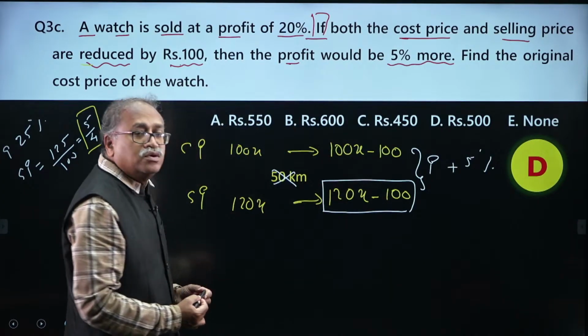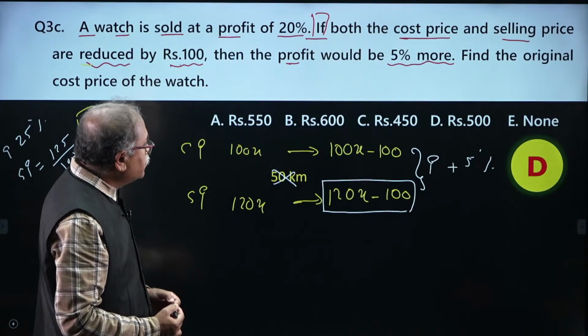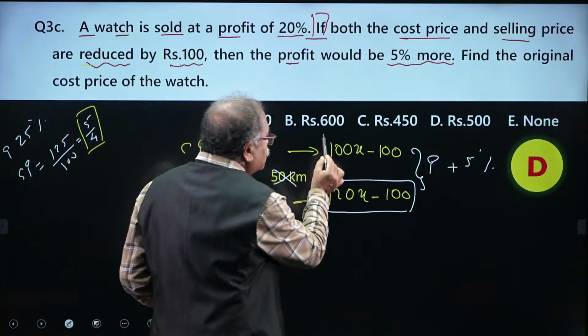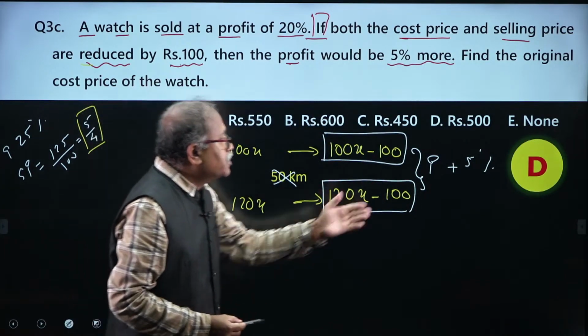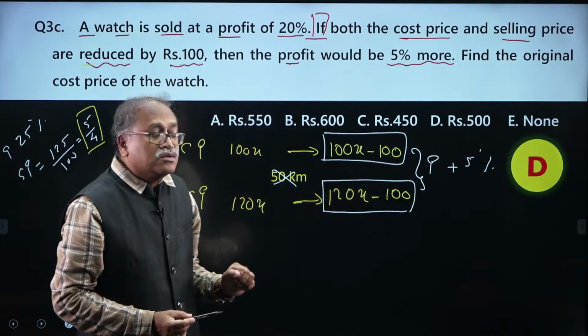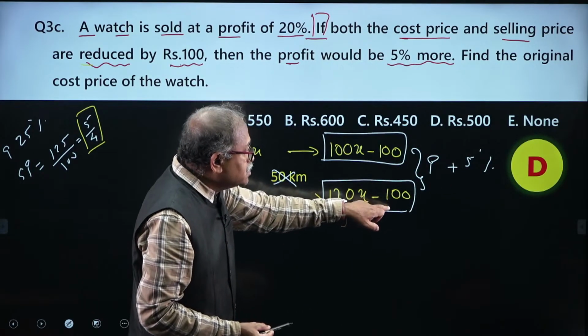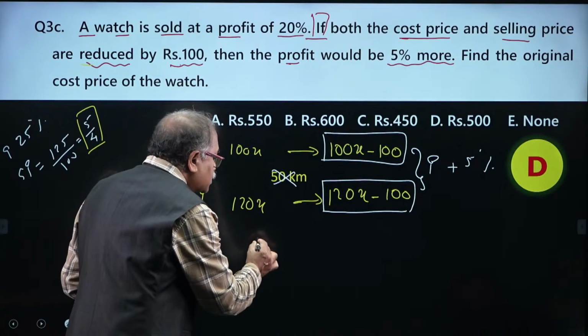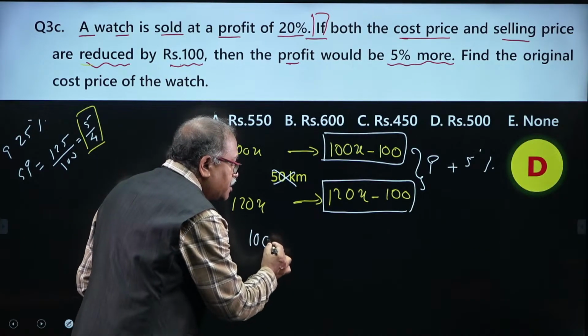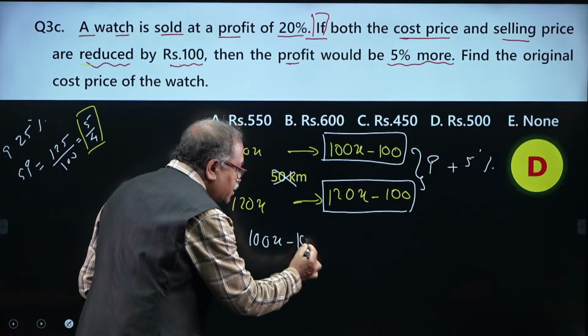This is the new selling price, and this is the old selling price. So, the profit is increasing by 5%. This means this is 125% of the previous one. So, let us write down this one as 100x minus 100.